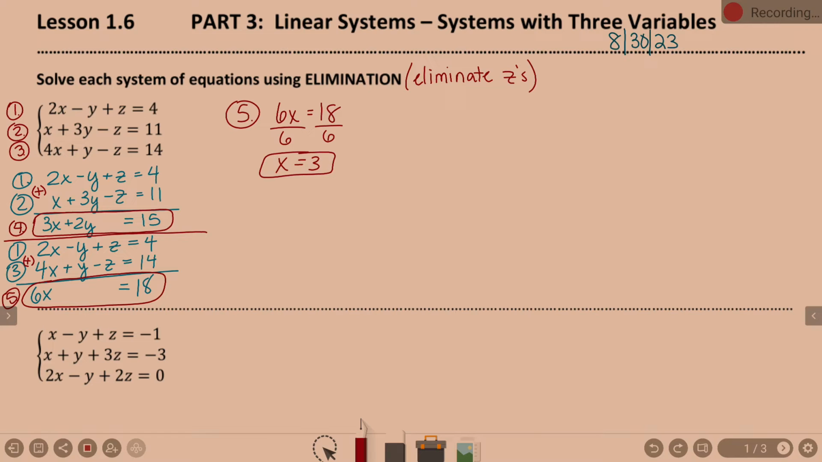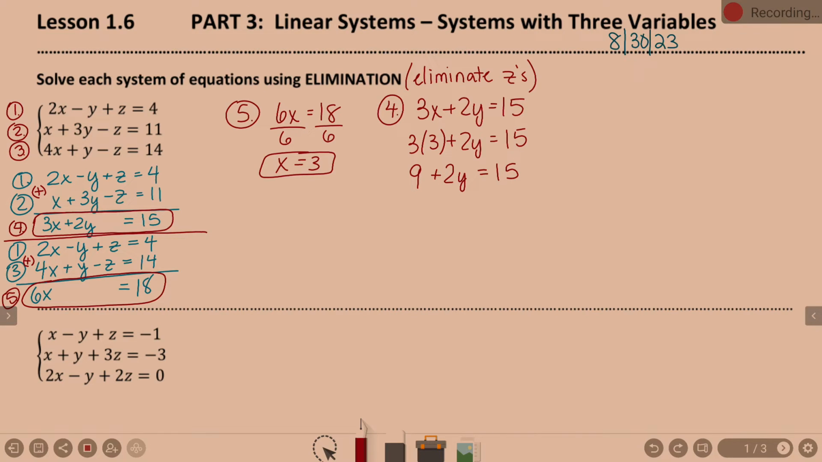So we're going to go back here to equation 4. Equation 4 was 3x plus 2y equals 15, correct? And what do we know? x is 3. So 3 times 3 plus 2y equals 15. 3 times 3 is 9. 9 plus 2y equals 15.